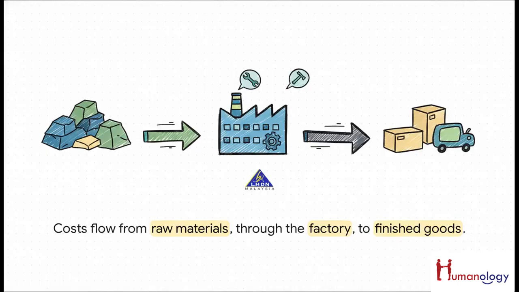And what's really cool is that the accounting system perfectly mimics the physical journey of the product. The costs literally flow from the raw materials account, then into the work in process account as you add labor and overhead in the factory. And finally, they land in the finished goods account once the product is complete.